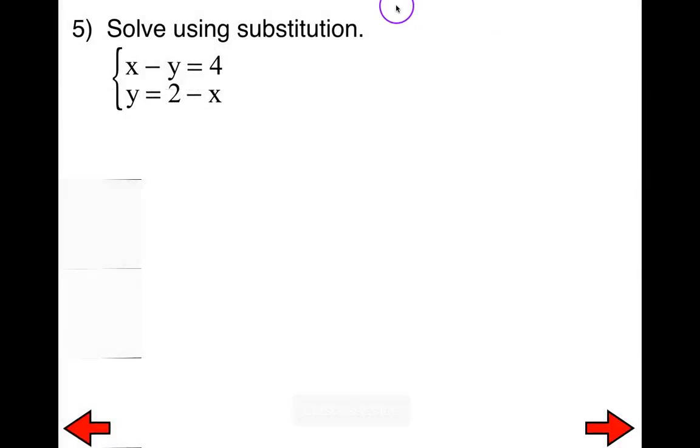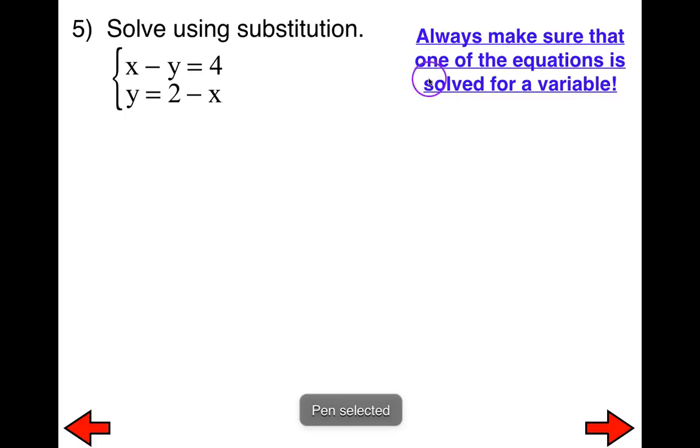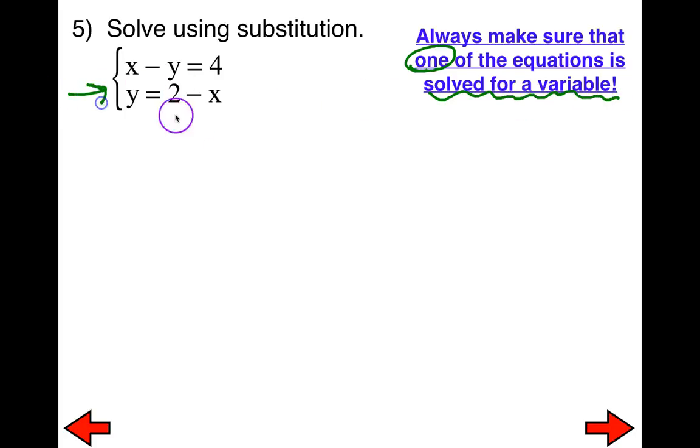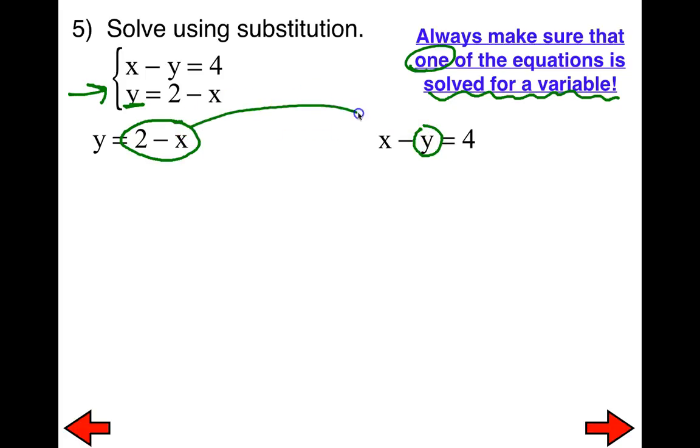Okay, so now let's take a look at another equation. Again, I can't stress enough, you want to make sure that at least one of the equations has a variable that is solved for. In this case, it's going to be our second equation. Why? Because we know the value of y. y equals 2 minus x. So I'm going to take this value here, 2 minus x, and substitute it in for the y value.